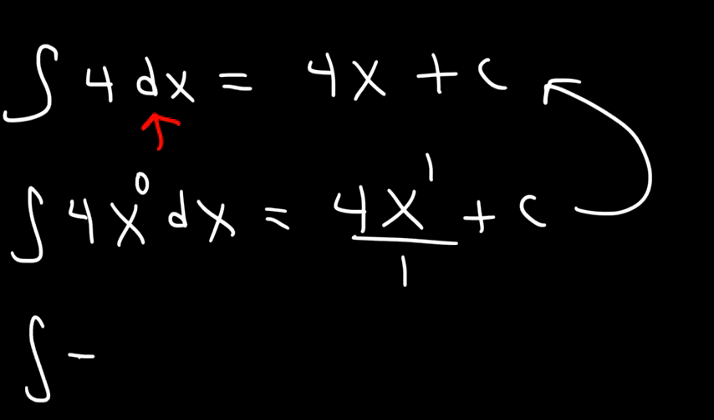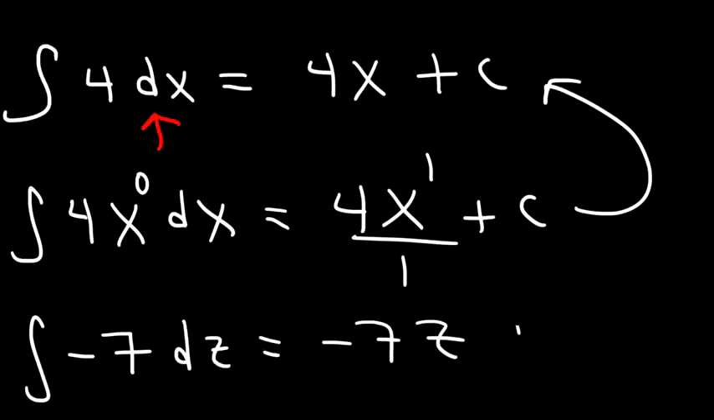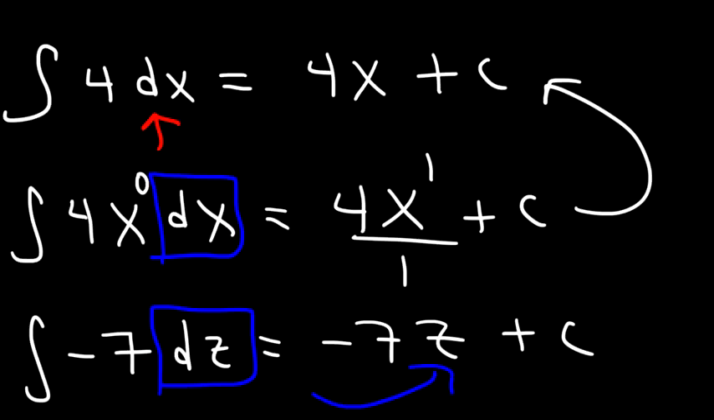So the antiderivative of -7, let's say dz, this would be -7 times z plus c. So based on what you see here, you need to introduce that variable in your answer.